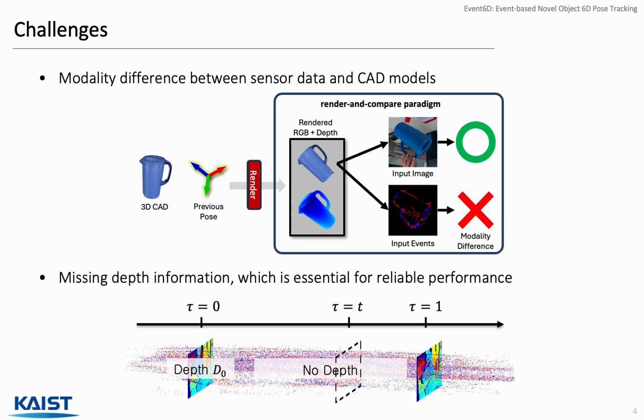Bringing events into this pipeline raises two key challenges. First, a modality gap. The rendered CAD image is RGB-D, but the sensor stream is sparse events. You cannot directly compare them. Second, missing depth. Between two depth frames, depth simply doesn't exist, but reliable 6D tracking depends on depth. So we need a way to estimate depth during the blind interval. Our method can address both problems.